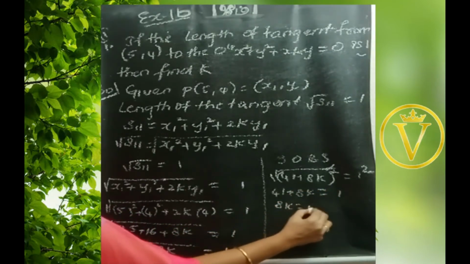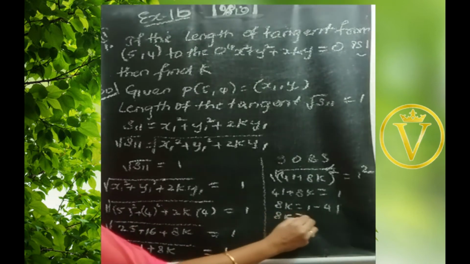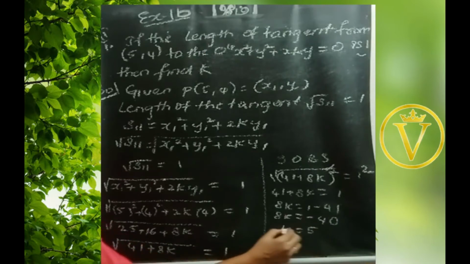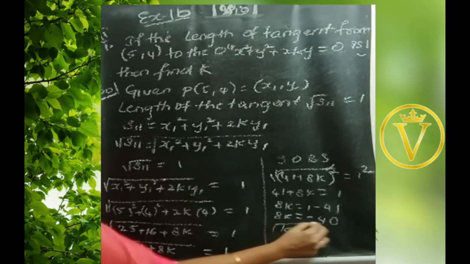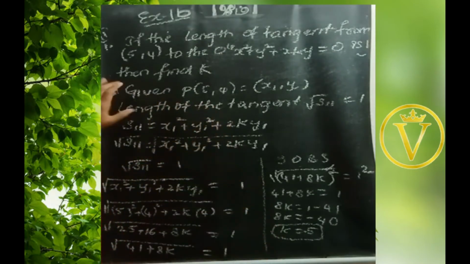So 8k equals 1 minus 41. Then 8k equals minus 40. k equals minus 5. So this is the k value. They have asked to find k. Very simple. Next we will go for another problem.